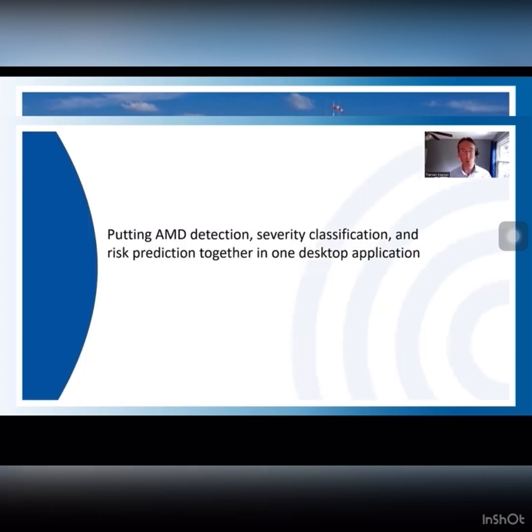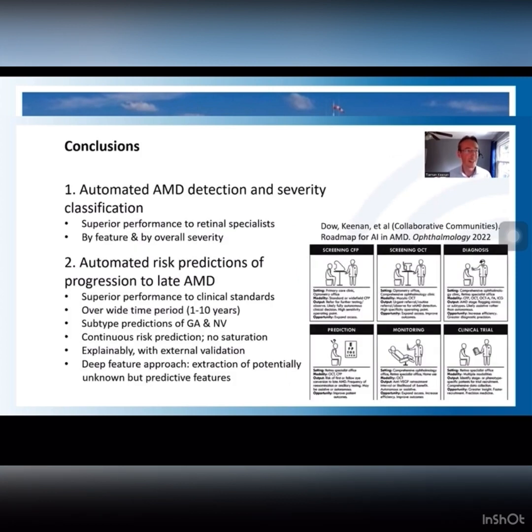We put all of the work, the detection, severity classification, and risk prediction together in one desktop application, but I don't think I've got time to show you that, unfortunately, or the external validation work. So just to conclude, essentially, we can train algorithms given enough images and a good underlying ground truth to perform detection, severity classification, and even risk prediction very accurately, in a way that surpasses our existing standards of care. I think this fits in well into this cartoon, which shows a wider context for what AMD tasks AI can help us with.